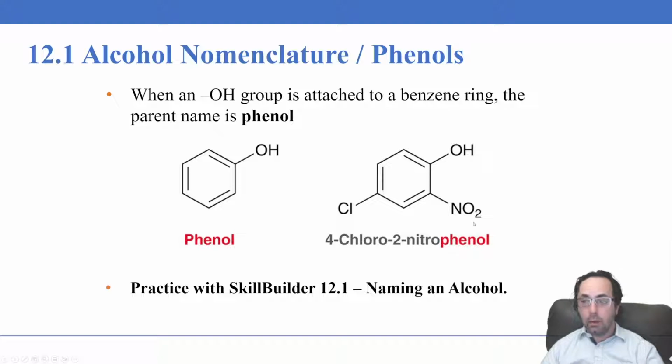So here we have a nitro group, we have a chloro group. So we're going to number around the ring so that we get the lowest number. So this would be carbon number 1 because it has the alcohol, the highest priority group. Then we'd number this way to get to the next group, which is nitro. So we say 2-nitro, then 3 and 4, and so we say 4-chloro. Chloro 2-nitrophenol. But the main idea is that when you have an OH group on the benzene ring, you have a new special parent name. That parent name is phenol.